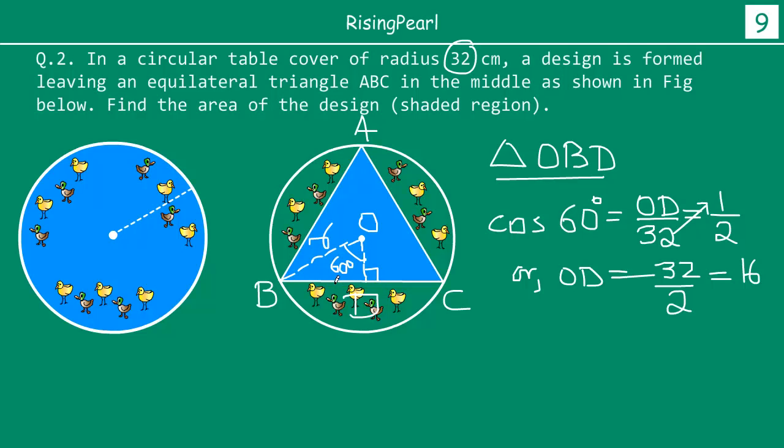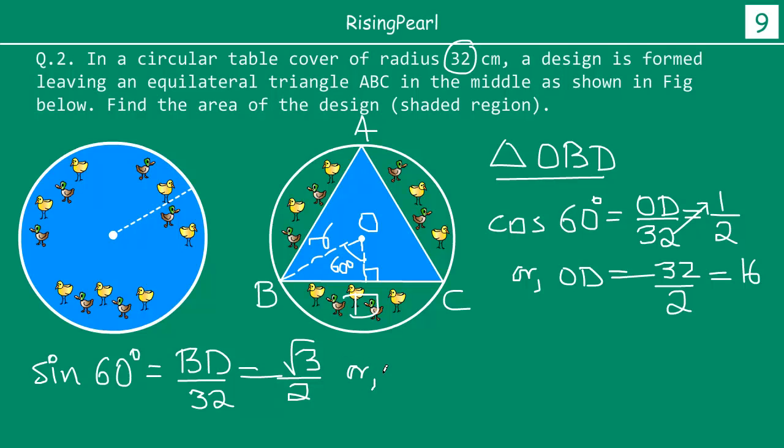Similarly, we can find out the length of BD. So sine 60 degrees, this is 60, sine 60 is the opposite side, which is BD, divided by R, which is 32. Now sine 60 is actually square root 3 by 2. So from here we find that BD is equal to 32 times square root 3 by 2, and 32 and 2 will cancel out, so it will be 16 square root 3. Now we just saw that these two triangles are actually congruent.